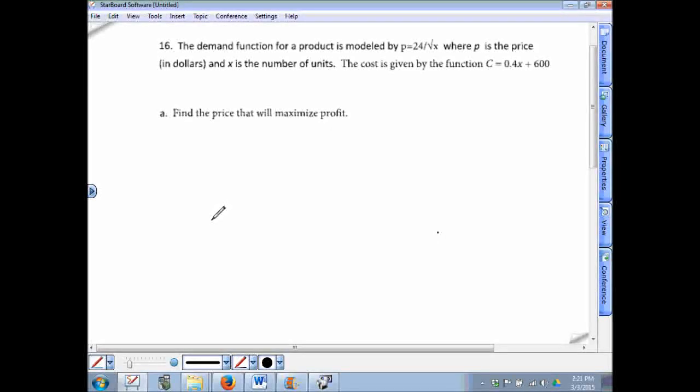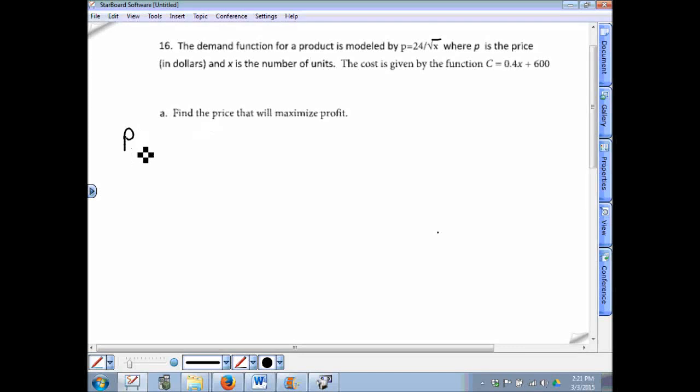Okay, question 16. We have this demand function here, the price in terms of the units sold. 24 divided by, I know it's not real super clear, but it's the square root of x. 24 divided by the square root of x. So find the price that will yield maximum profit.